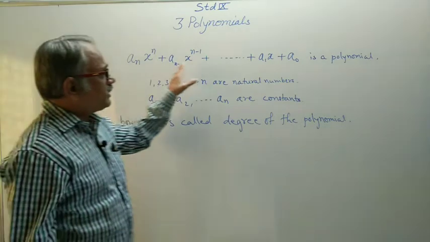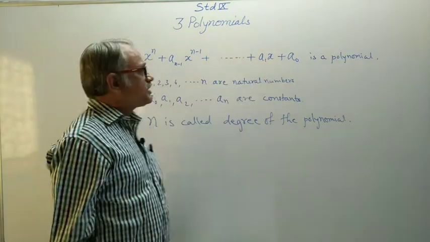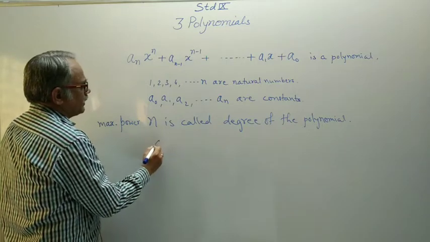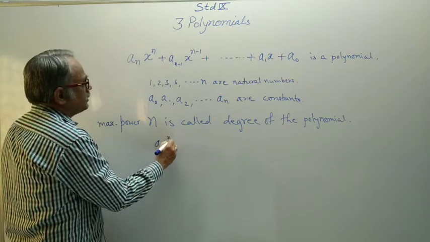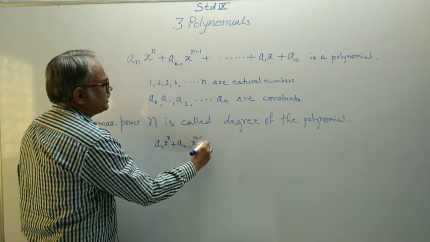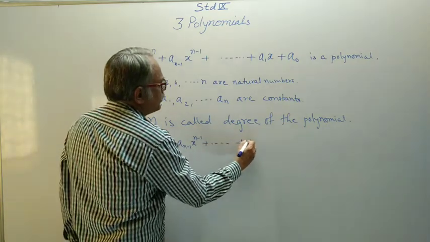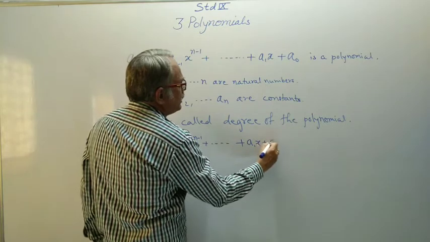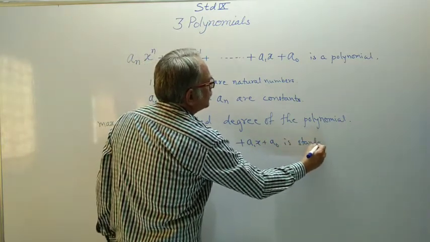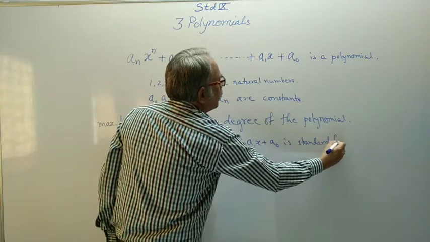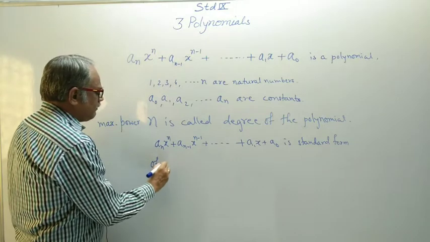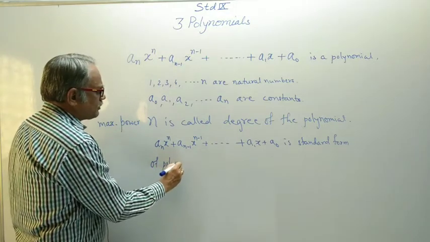Whenever we are writing in this order, it is called standard form of polynomial. an x raised to n plus an minus 1 x raised to n minus 1, like this up to a0, is the standard form of polynomial. Now some of you may not have understood it, so I will explain with examples so that you can understand it.